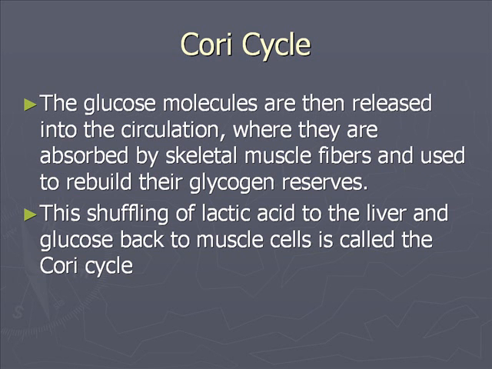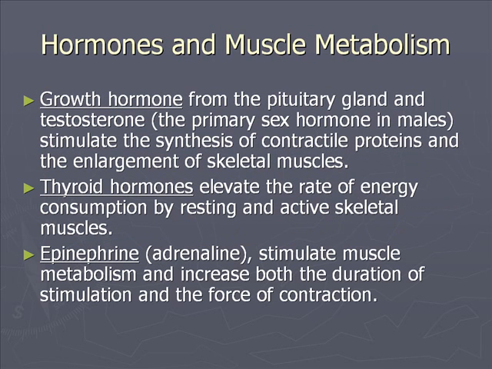Another process inside the muscle: glucose molecules are basically released into circulation and absorbed by skeletal muscles and used to rebuild glycogen reserves. This is called the Cori cycle. It's the shuffling of lactic acid to the liver and glucose back to the muscles. Again, lactic acid to the liver, glucose back to the muscle cells, are involved in the process of being able to generate the nutrients that are required by the muscle. Again, that's referred to as the Cori cycle.